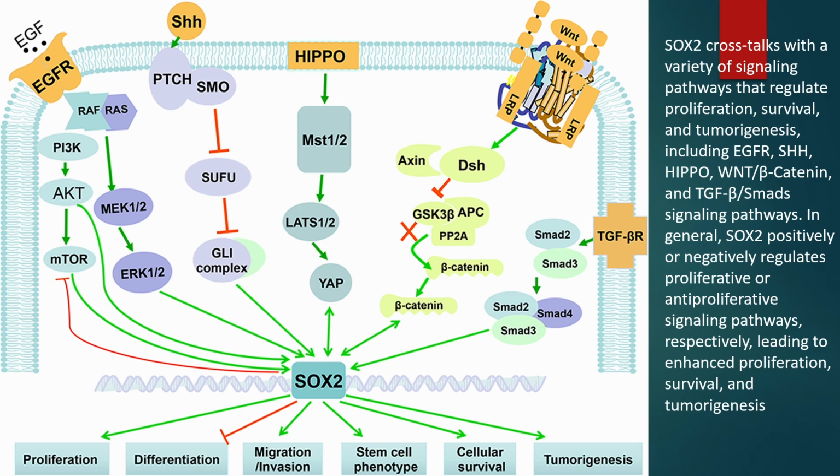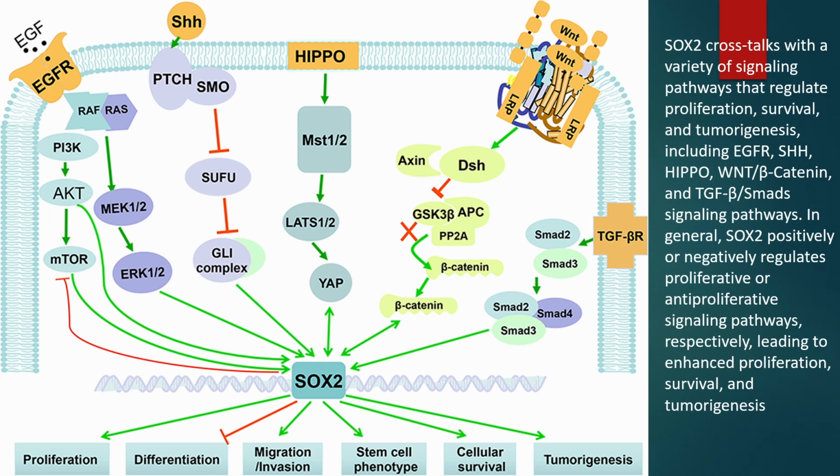It also includes in the pathways molecules such as EGFR, SHH (sonic hedgehog), Hippo, beta-catenin, and TGF-beta SMAD signaling pathways. In general, SOX2 positively or negatively regulates proliferative or anti-proliferative signaling pathways respectively, leading to enhanced proliferation, survival, and tumorigenesis.